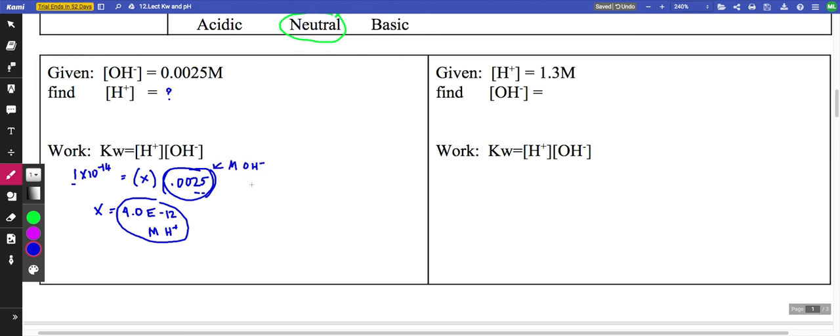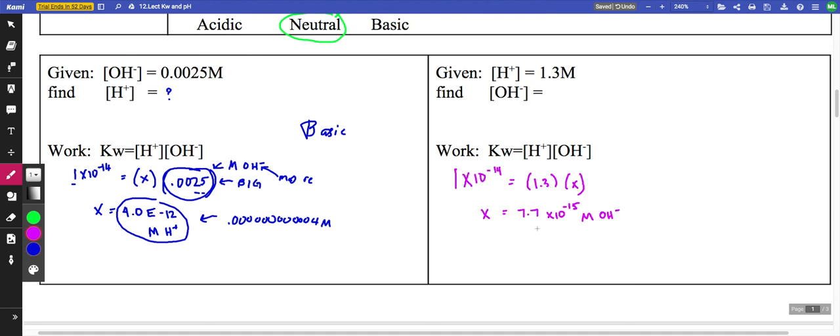So if I ask you, is the solution acidic, basic, or neutral? Well, this number is 0.0025. This number is negative 12, so 0.1, 2, 3, 4, 5, 6, 7, 8, 9, 10, 11, 12 molar. So which number is bigger? This number is bigger. That means you have more OHs in the beaker, and now the beaker is going to be basic. Okay? Please do the same on the next problem. Pause your video now.